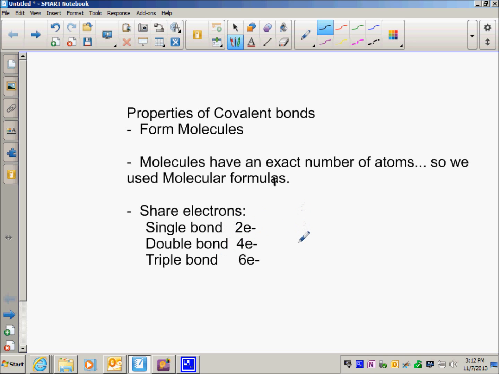Now, ionic compounds do not share electrons. So if someone were to ask you, what's the bond between sodium and chloride? Is it single? Is it double? Is it triple? It's none of the above. It's not sharing anything. It had a transfer of electrons. This is the cation, this is the anion, and those should be electrically neutral. Either way, single, double, and triple bonds share 2 electrons, 4 electrons, 6 electrons.